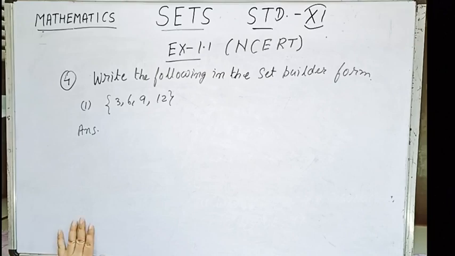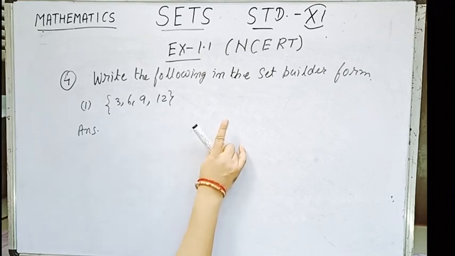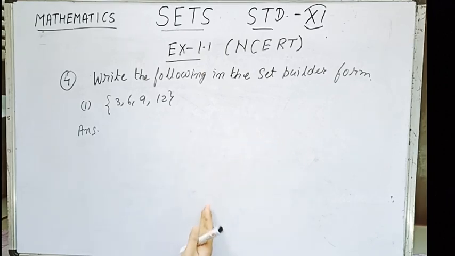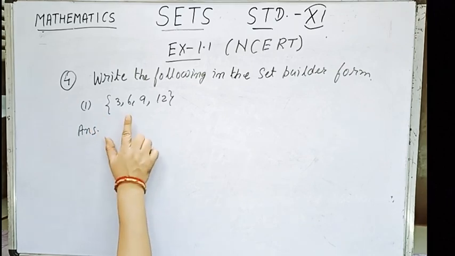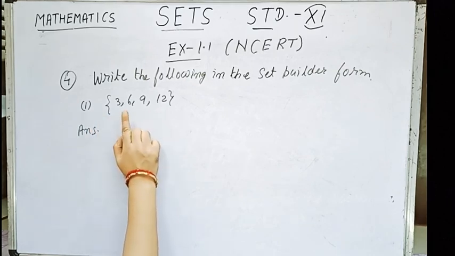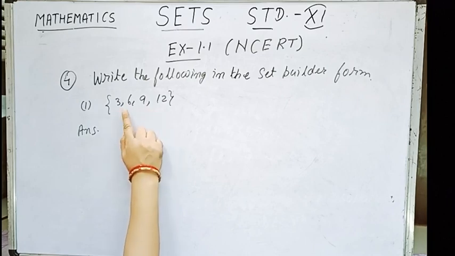Coming to question number 4, children. Question number 4 says to write the following in the set builder form. Set builder form means rule method. So obviously number 1 is 3, 6, 9, 12. We can say, see over here, that these all 4 numbers are multiples of 3: 3 times 1, 3 times 2, 3 times 3 and 3 times 4.